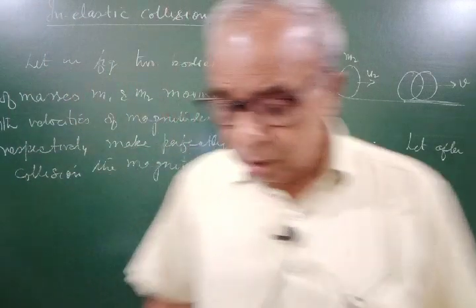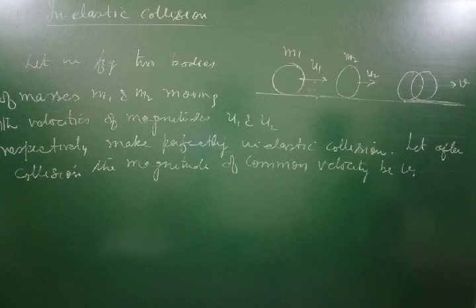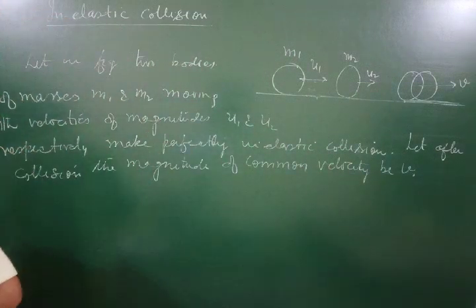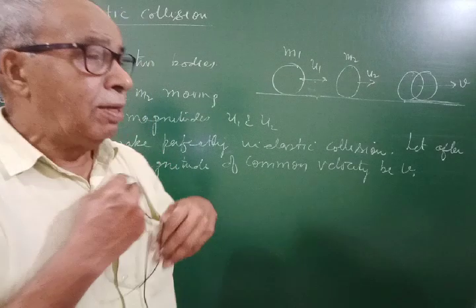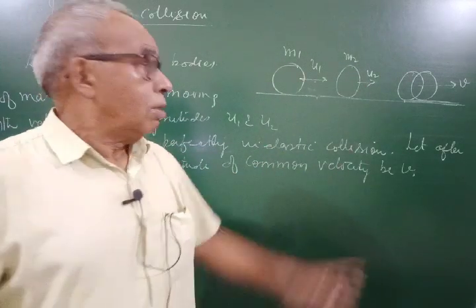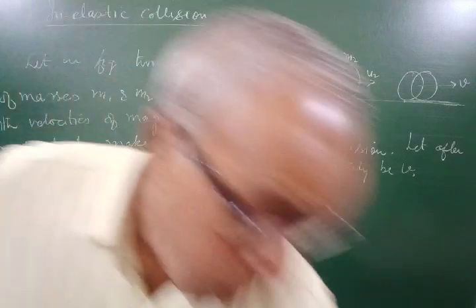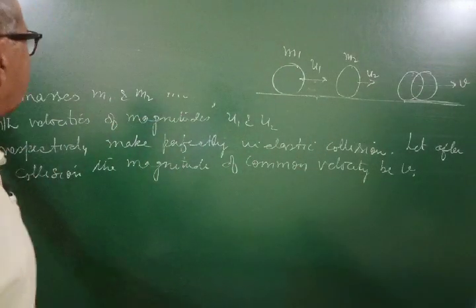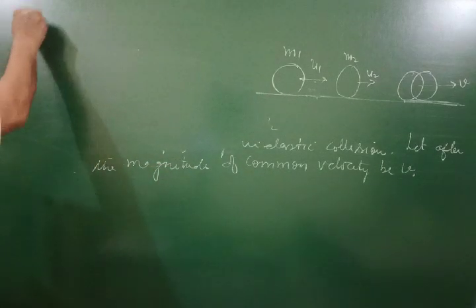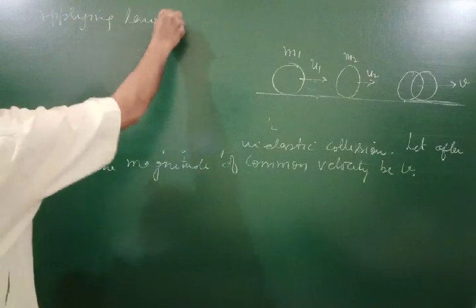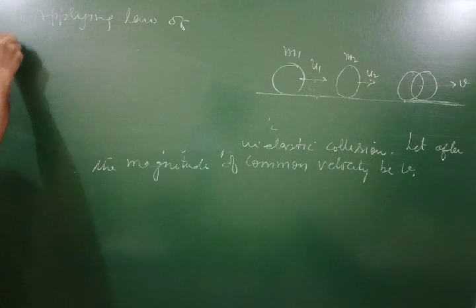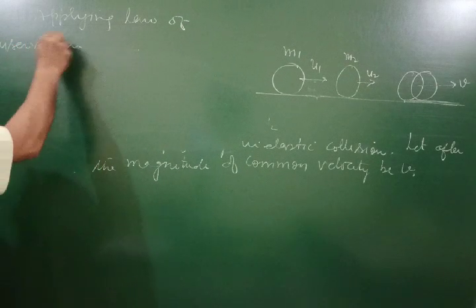Here I am taking only perfectly inelastic collision. Perfectly inelastic collision is also called plastic collision. Bodies after collision get embedded into each other and move with a common velocity. Here momentum is always conserved, I told you, because no external force acts between the two. They collide, so they apply internal forces. Now, applying the law of conservation of momentum.